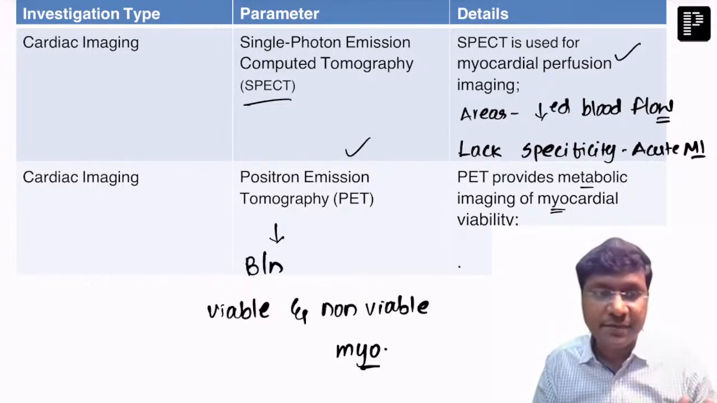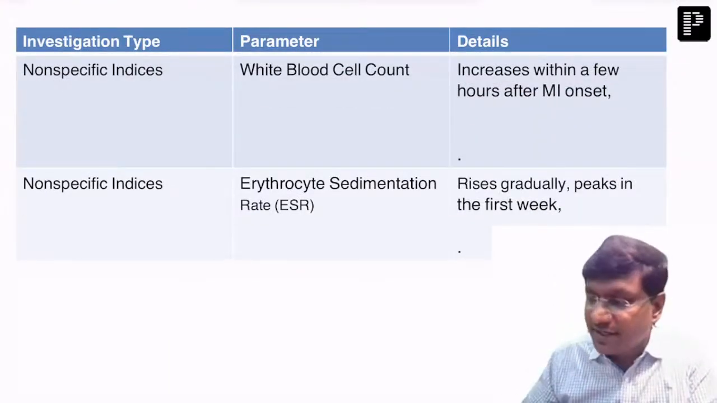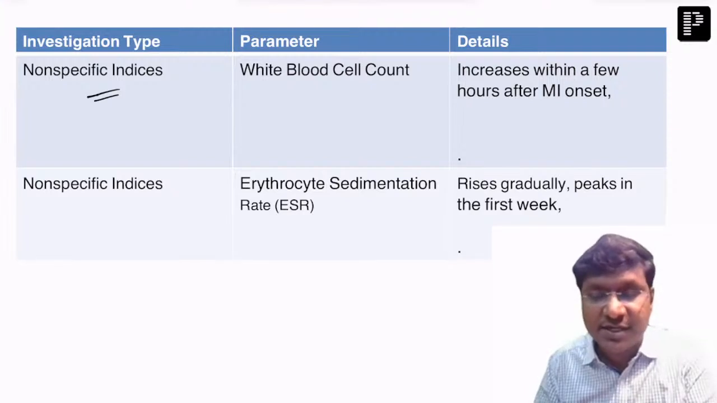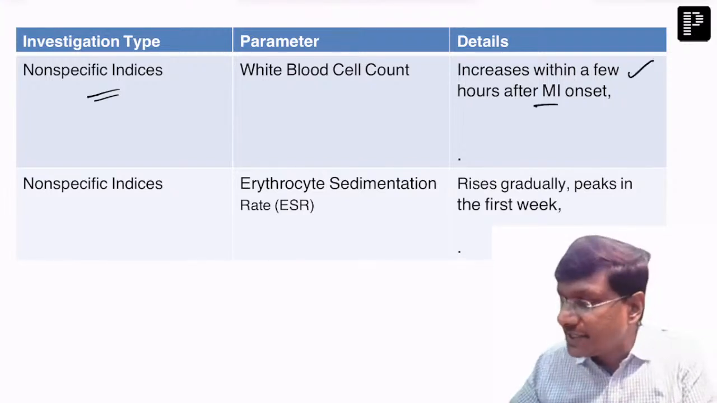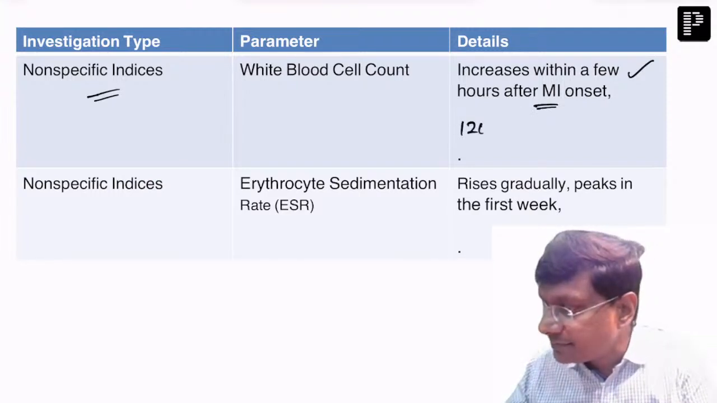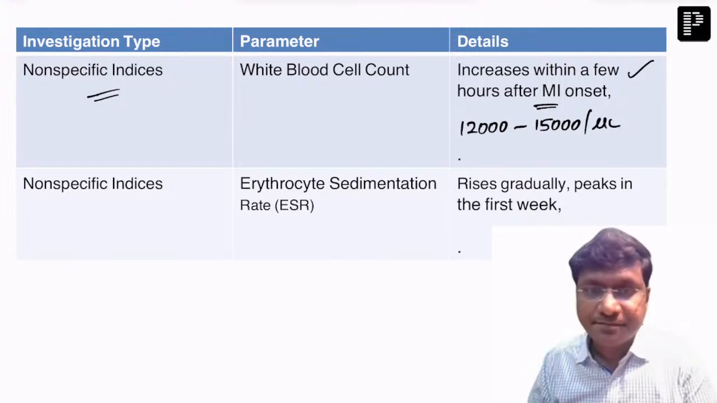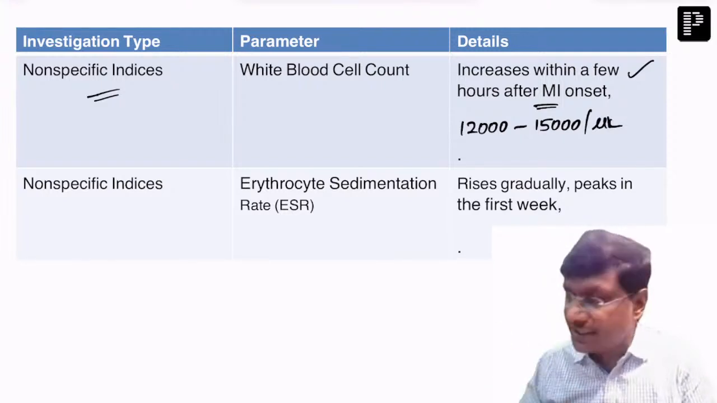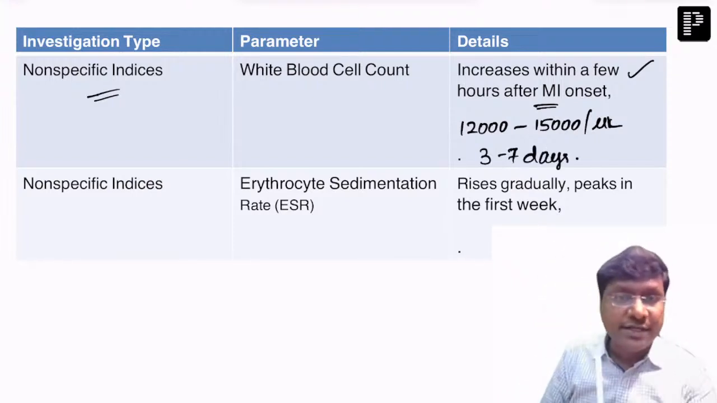That is your PET. Next important is, in patients with ST elevation MI, there are some non-specific indices like WBC count. WBC count is increased after the myocardial infarction onset. It may reach from 12,000 to 15,000 cells per microliter. And this elevated WBC count will persist for nearly around 3 to 7 days.